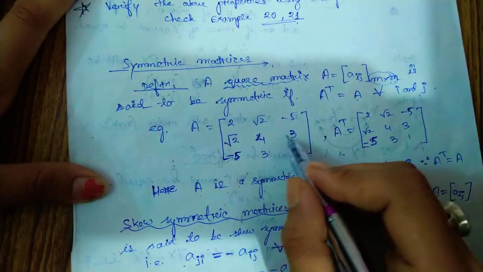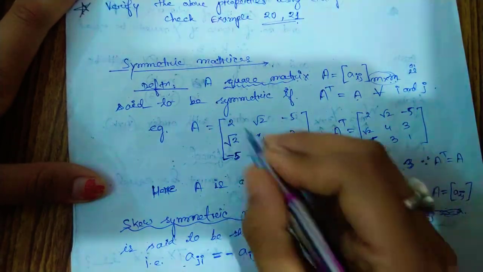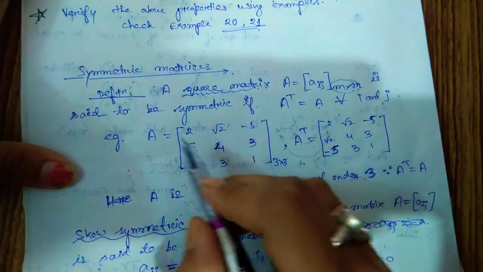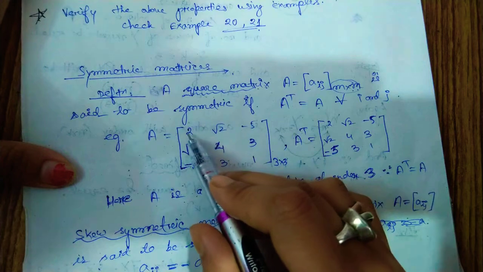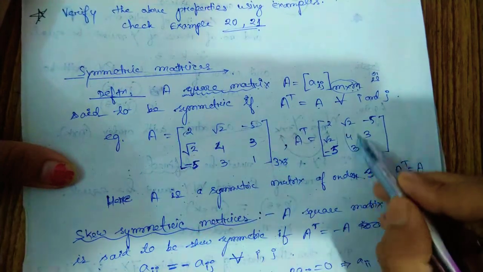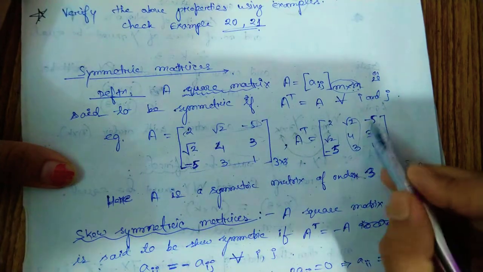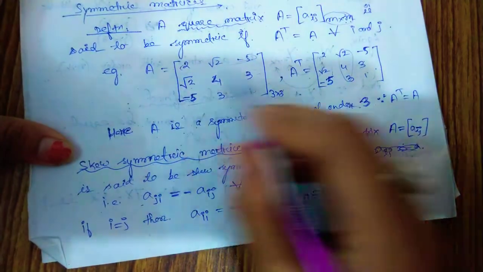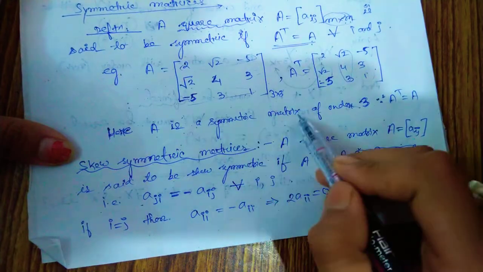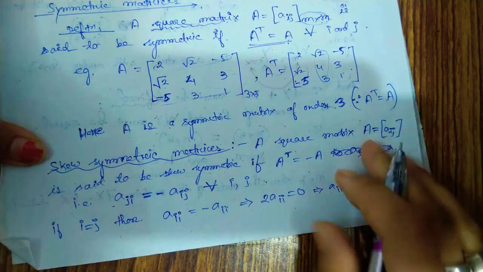Suppose you have a matrix whose order is 3, because number of rows and number of columns is 3. So this is the matrix. A transpose, that means interchange the rows and columns. So this row 1 we write as column 1, row 2 we write as column 2, and row 3, minus 5 3 1, we write as minus 5 3 1 as column 3. So we see that A and A transpose are the same, so this condition is fulfilled. So yes, A is a symmetric matrix of order 3 since A transpose equal to A.